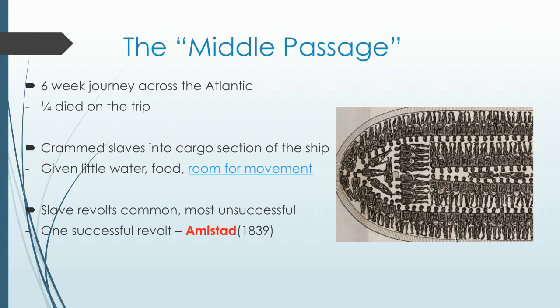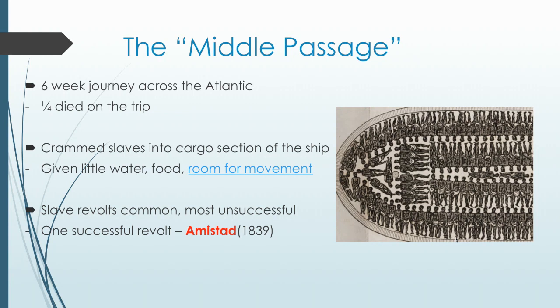Most of them were unsuccessful, but one of them was successful, which was a Spanish ship called the Amistad, in 1839, so quite late in the slave trade. In fact, in 1839, the international slave trade had already been banned. It was actually banned in 1807.